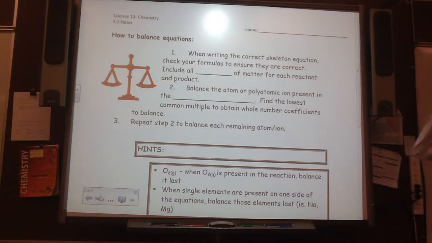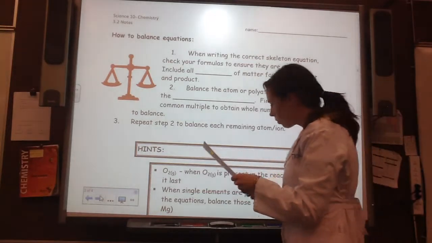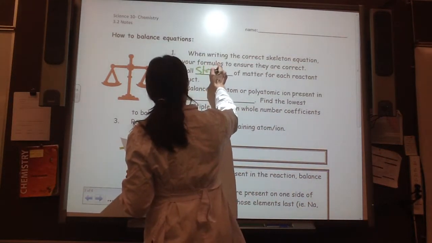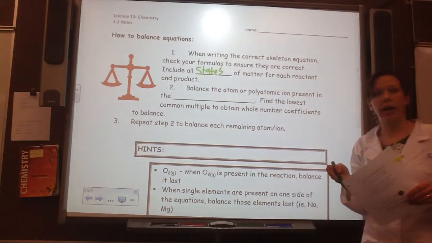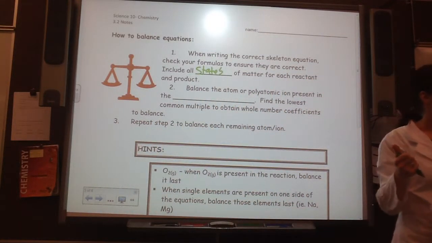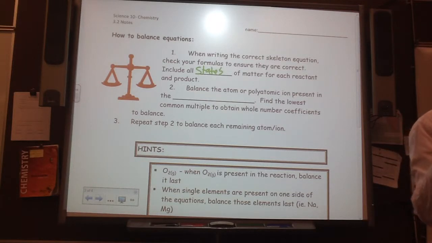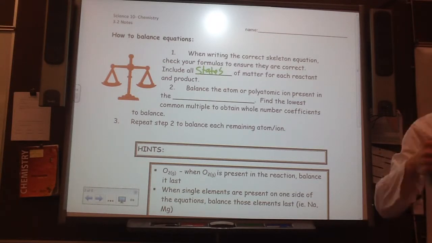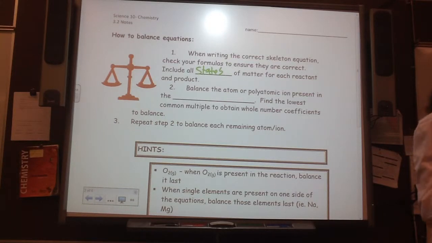Okay. So these are the main steps of basically what I just showed you, and I'm going to give you lots of examples. So when writing the correct skeleton equation, check your formulas to ensure they're correct. So you need to make sure you know what water is. You know that H is H2. You know that O is O2. Include all states of matter for each reactant and product, so the ones you had to memorize. And then if it's happening in solution, you need to look at your solubility charts all the time to see if you write aqueous or solid.